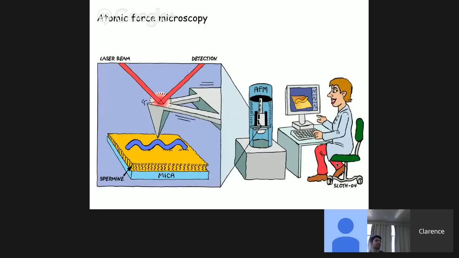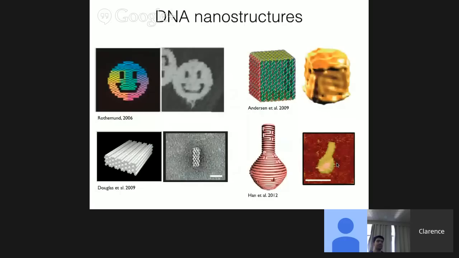Here is an example. This is atomic force microscopy, where we use a cantilever to feel the surface of a molecule, and then it's projected on the computer screen, and we can see what happened. Researchers have been working on this for quite some time now, and back in 2006, this smiley face was made. This is a planar structure analyzed by AFM. Later, this technology was developed into more three-dimensional structures, seen on the bottom and the top right.